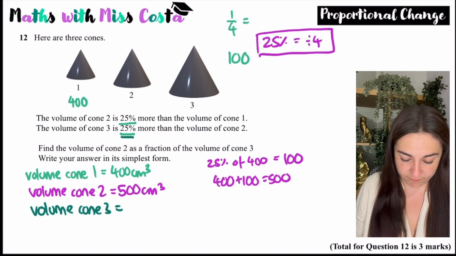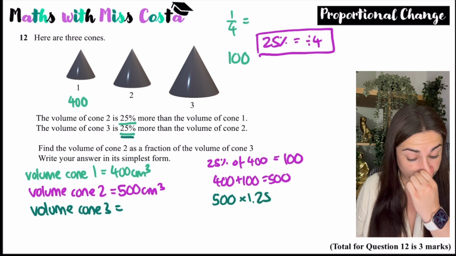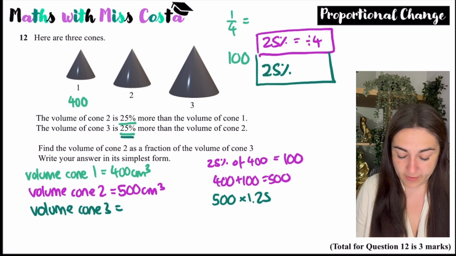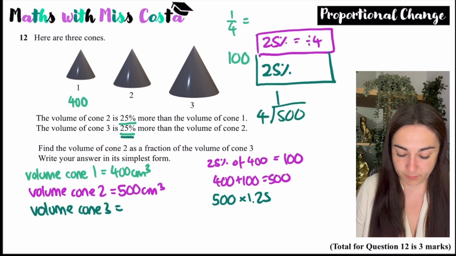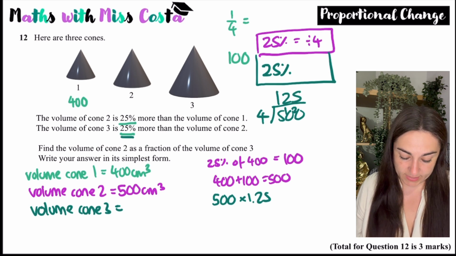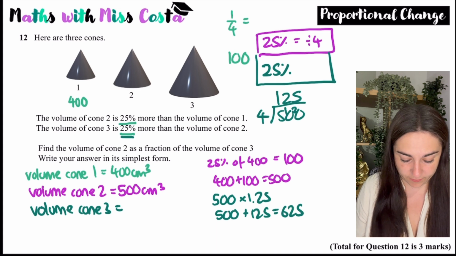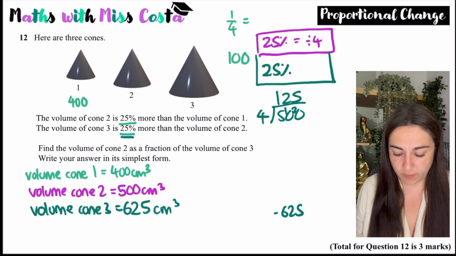So cone 2 is 500. 500 times by 1.25 you could do, or again work out what 25% is and add it on. So 25% of 500 is 500 divided by 4. 4s into 5 go once, remainder 1. 4s into 10 go twice, remainder 2. And 4s into 20 go 5. So I'd do 500 plus 125 is 625. So 625 centimeters cubed. This obviously isn't the actual volume of the cone.